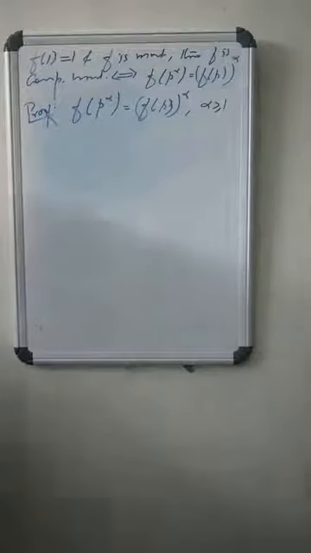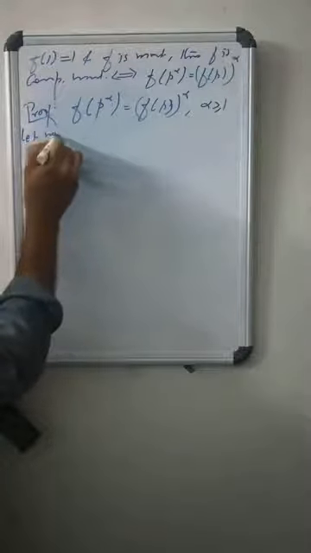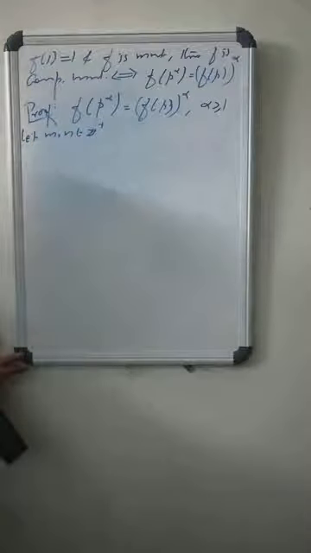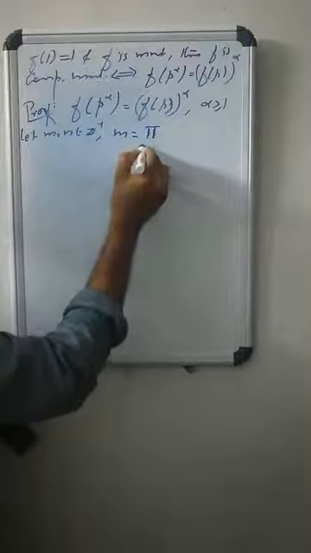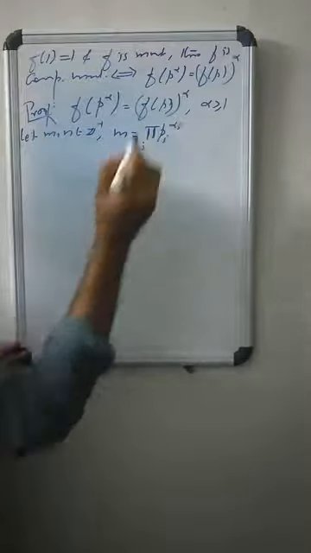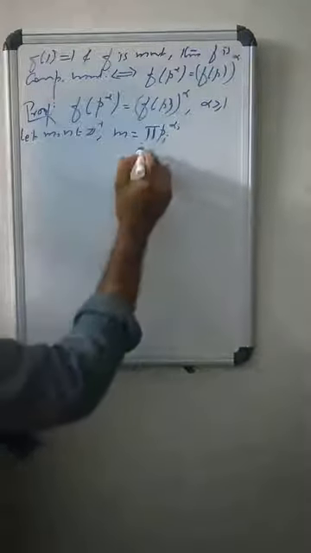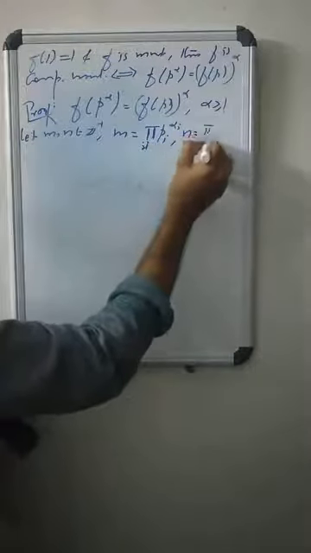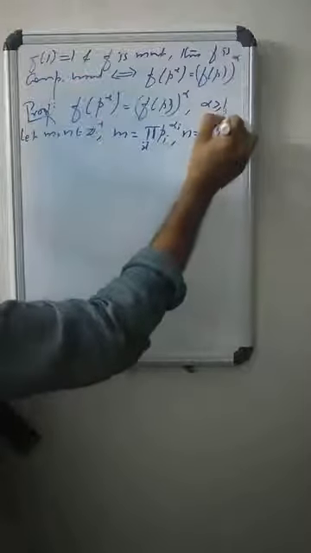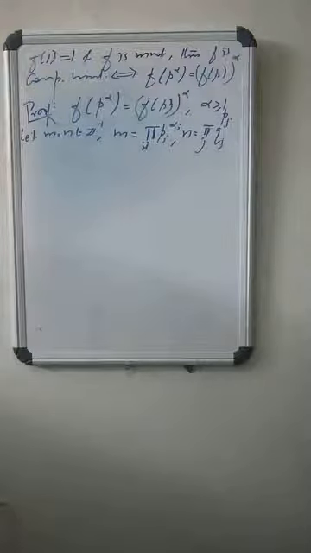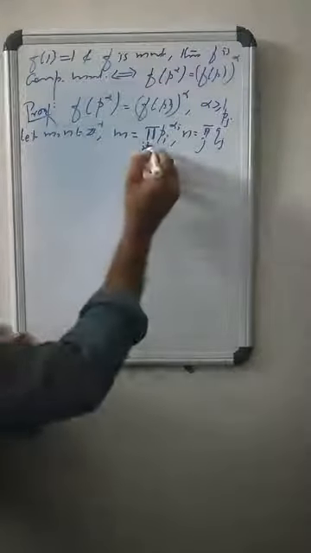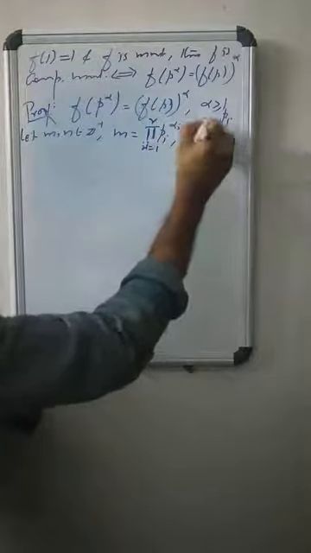Again, let m and n be positive integers. Then choose m equals the product of p_i power alpha_i, and n equals the product of q_j power beta_j. You can choose m and n in such a way that m is the product of p_i power alpha_i and n is the product of q_j power beta_j, where i ranges from 1 to r and j ranges from 1 to s.